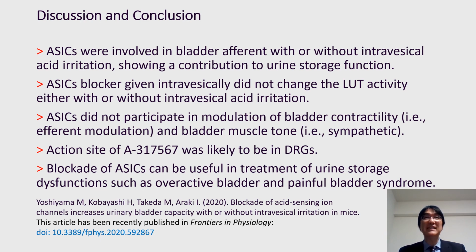ASIC blocker given intravesically did not change the bladder activity either with or without intravesical acid irritation, suggesting that ASICs in the urothelium are not involved in bladder afferent signaling to modulate bladder capacity. A317567, an ASIC blocker used in this study, has been shown to display extremely poor penetration into the central nervous system, suggesting that it mainly acts on the peripheral nervous system.